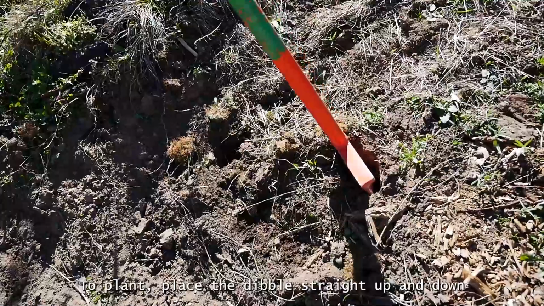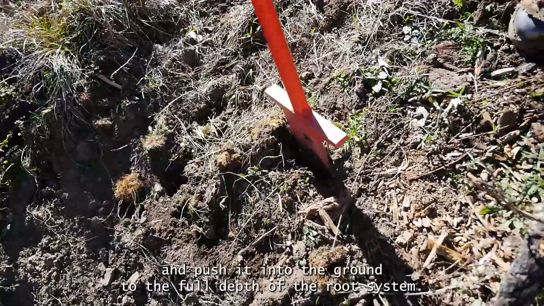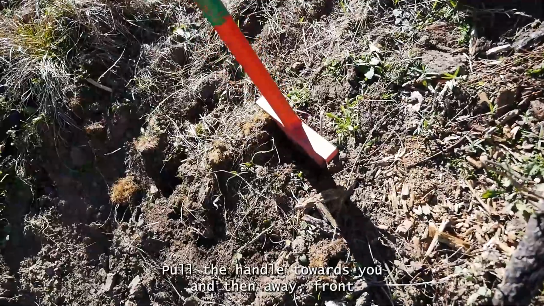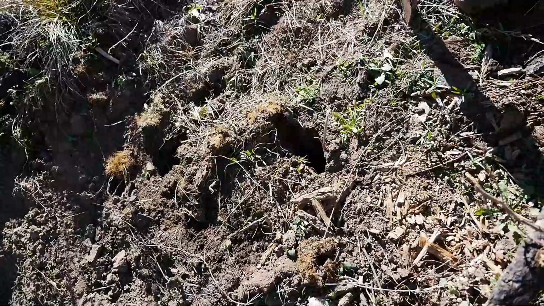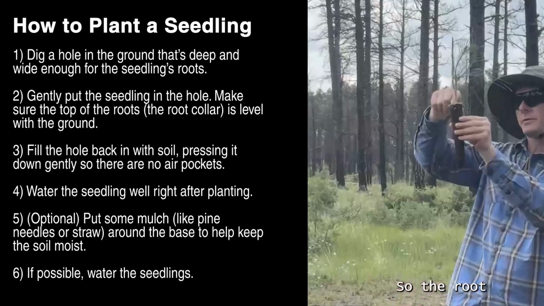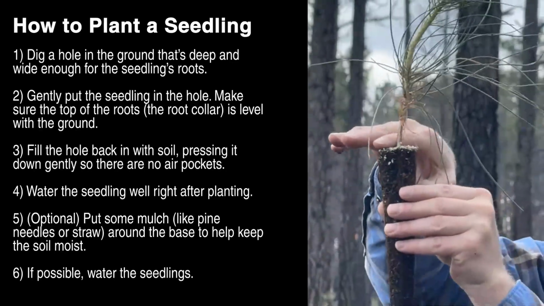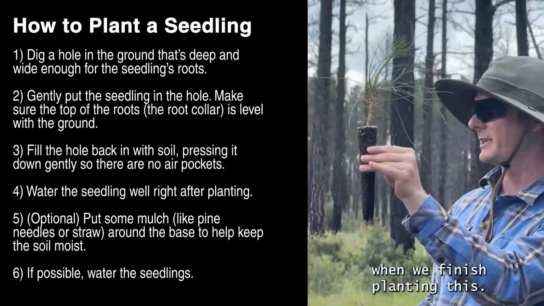To plant, place the dibble straight up and down and push it into the ground to the full depth of the root system. Pull the handle towards you and then away, front to back, not side to side, to open a clean vertical hole. So the root collar right here at the top of this media depth, that is what we want just at or below soil level when we finish planting this.